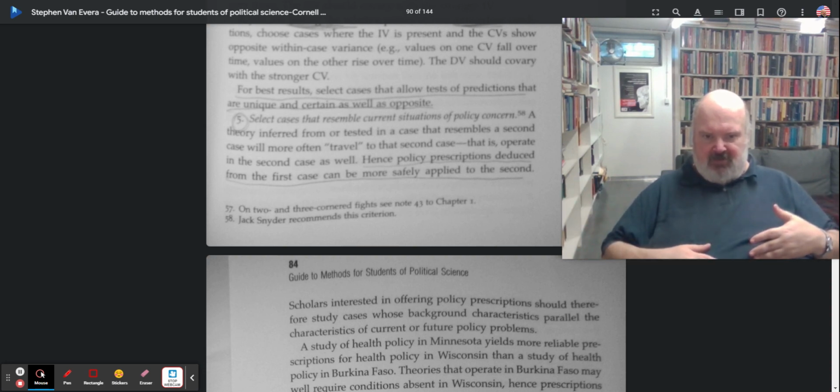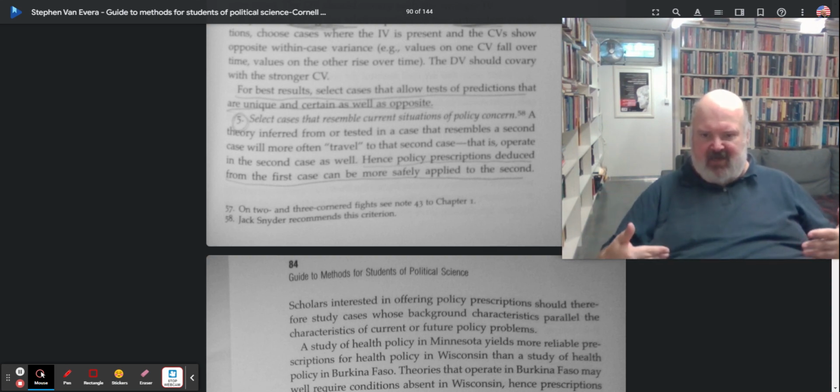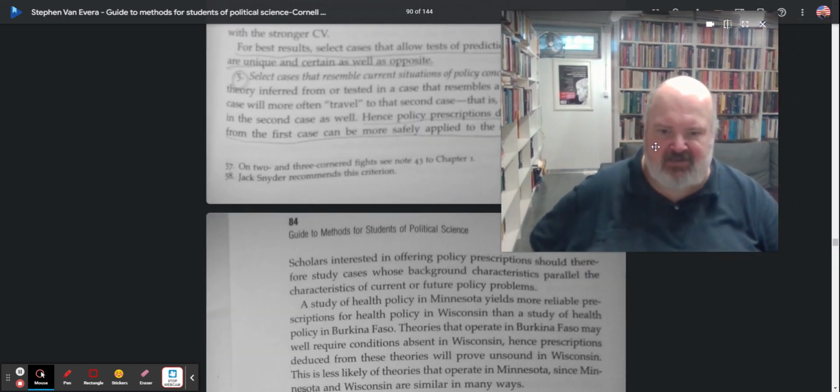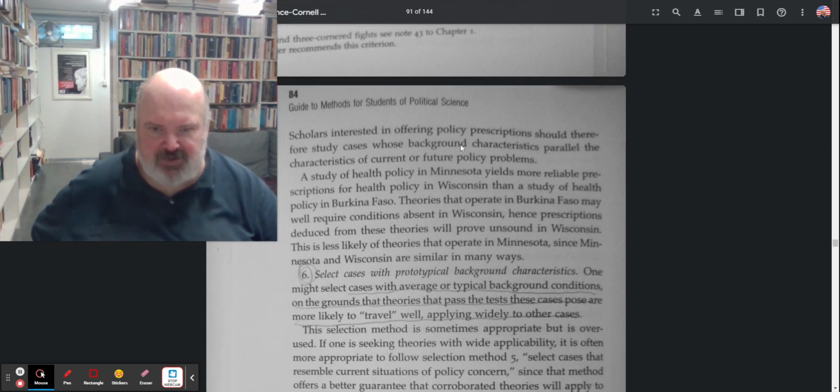In other words, a theory tested from a case that often travels to a second case, operates in the second case as well. Hence, policy prescriptions deduced from this first case can be applied if the cases resemble each other. Scholars interested in offering policy prescriptions should therefore study cases whose background characteristics parallel characteristics of current and future policy problems.